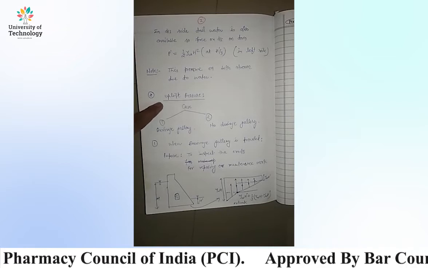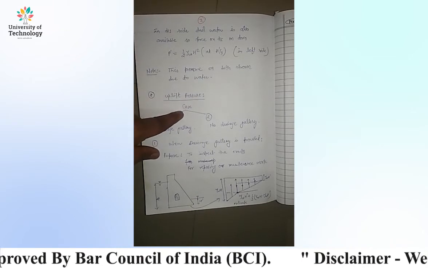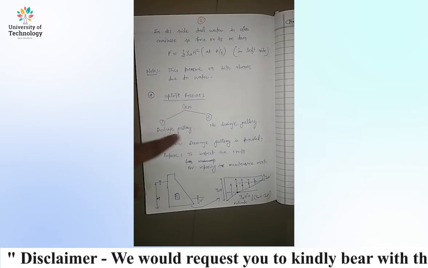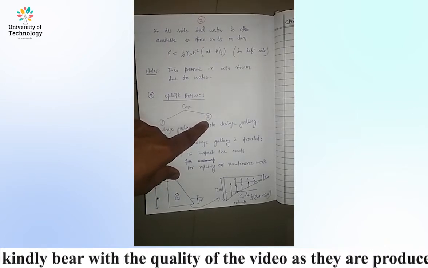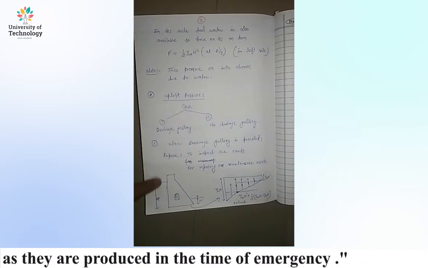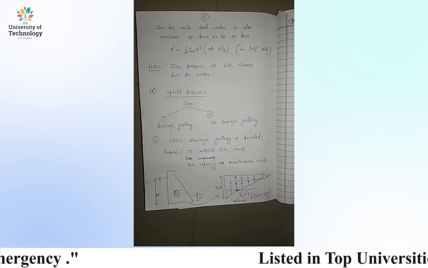The second pressure which acts on a dam is uplift pressure. There are two cases here. One case is when a drainage gallery is provided, and the second case is when there is no drainage gallery in the dam. We will discuss them one by one.